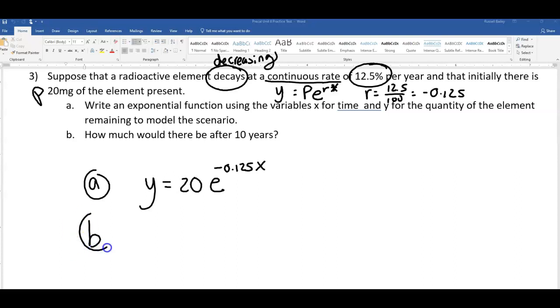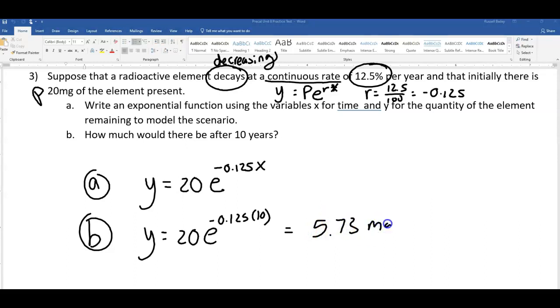So for part B, how much would there be after 10 years? Basically, we're just going to be plugging 10 in for the x, and after that, it becomes a calculator problem. And I end up getting 5.73, and that would be milligrams, I guess, is what we're measuring here. So what that means is after 10 years, there's that much left. Okay? So that's number 3.